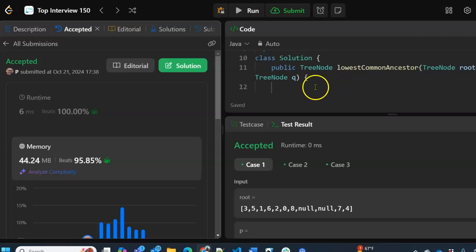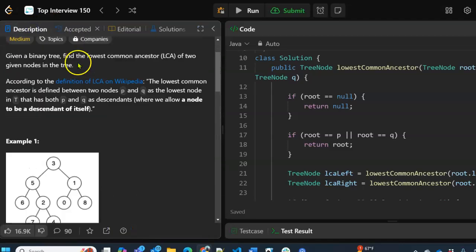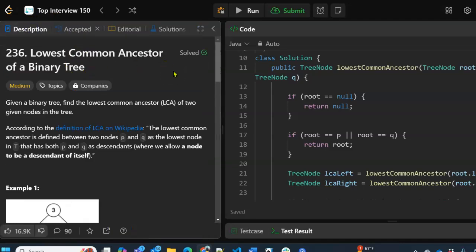So that is the lowest, I always forget the names, lowest common ancestor of a binary tree.